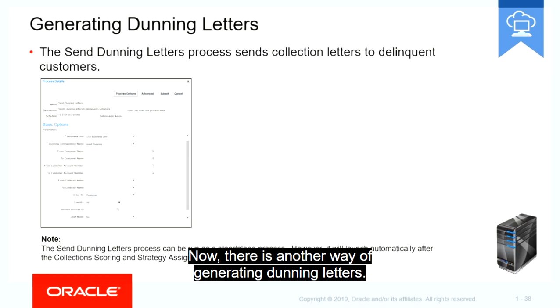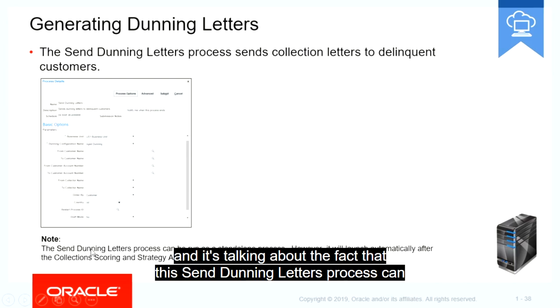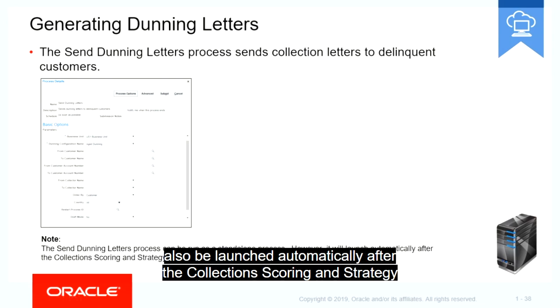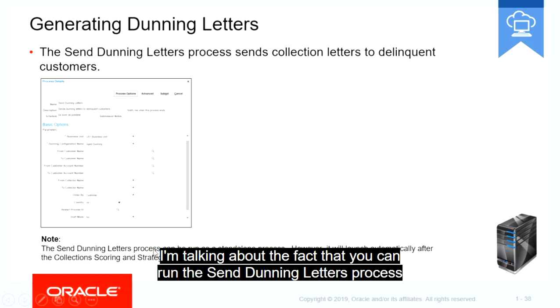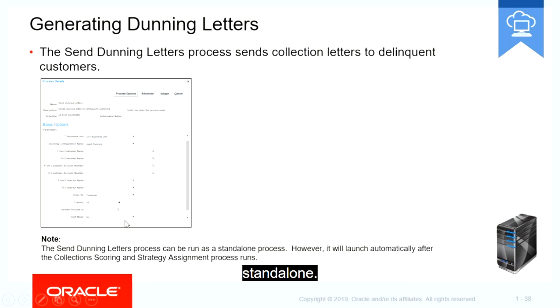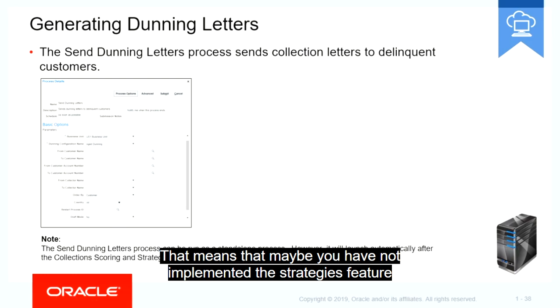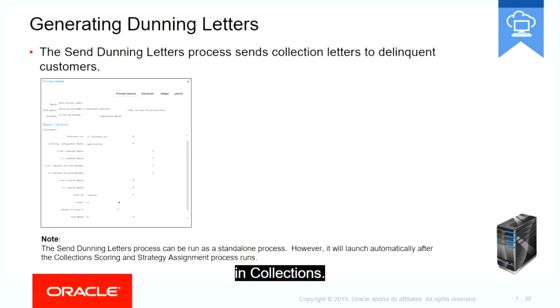Now there is another way of generating dunning letters, and that's why in the slide here you see this note, and it's talking about the fact that this send dunning letters process can also be launched automatically after the collection scoring and strategy assignment process runs. Now, what does this mean? I'm talking about the fact that you can run the send dunning letters process standalone. That means that maybe you have not implemented the strategies feature in collections.